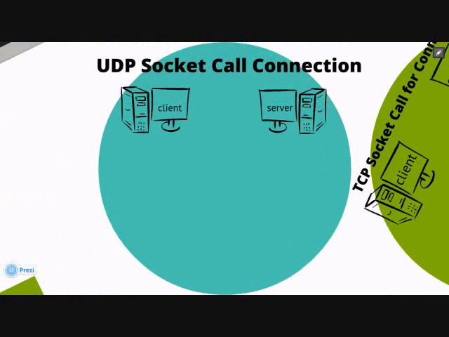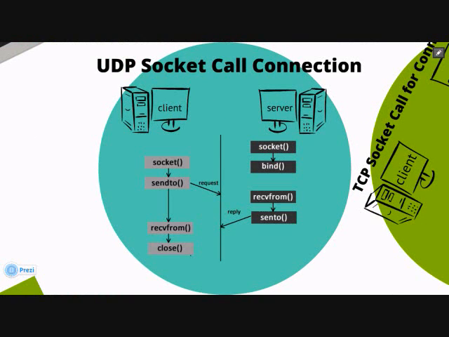For a UDP socket, first, the server and the client will create a socket. The server will bind the local IP address of the socket to a port. Next, the client specifies the sender's address and sends a request. Then, the server will receive the address and the request. It will send a reply or confirmation to the client. Lastly, the client closes the socket.